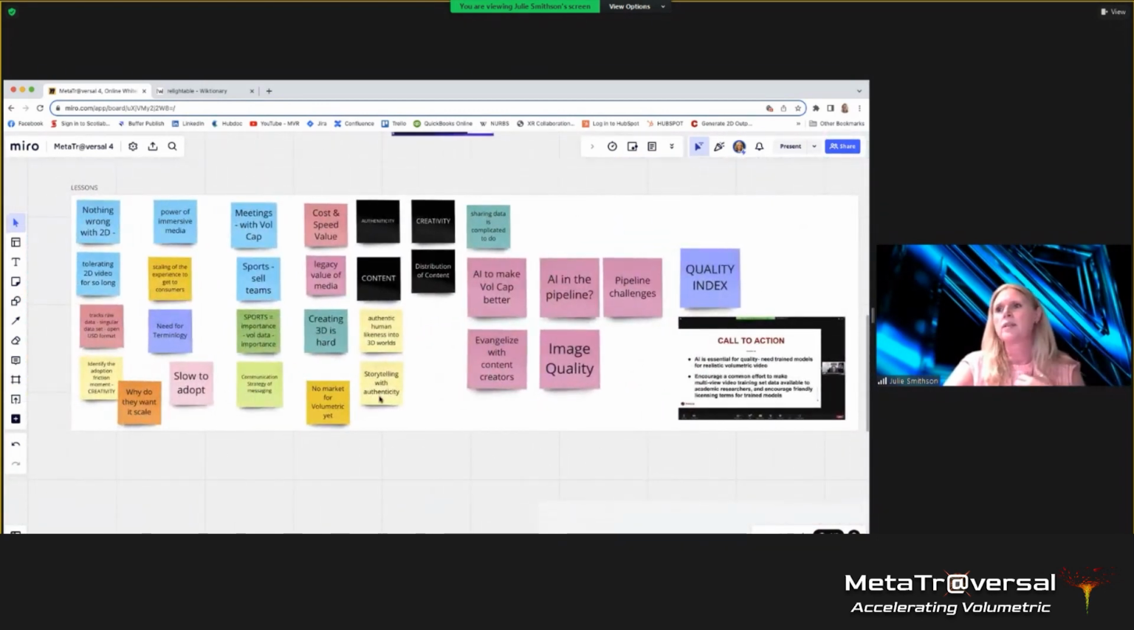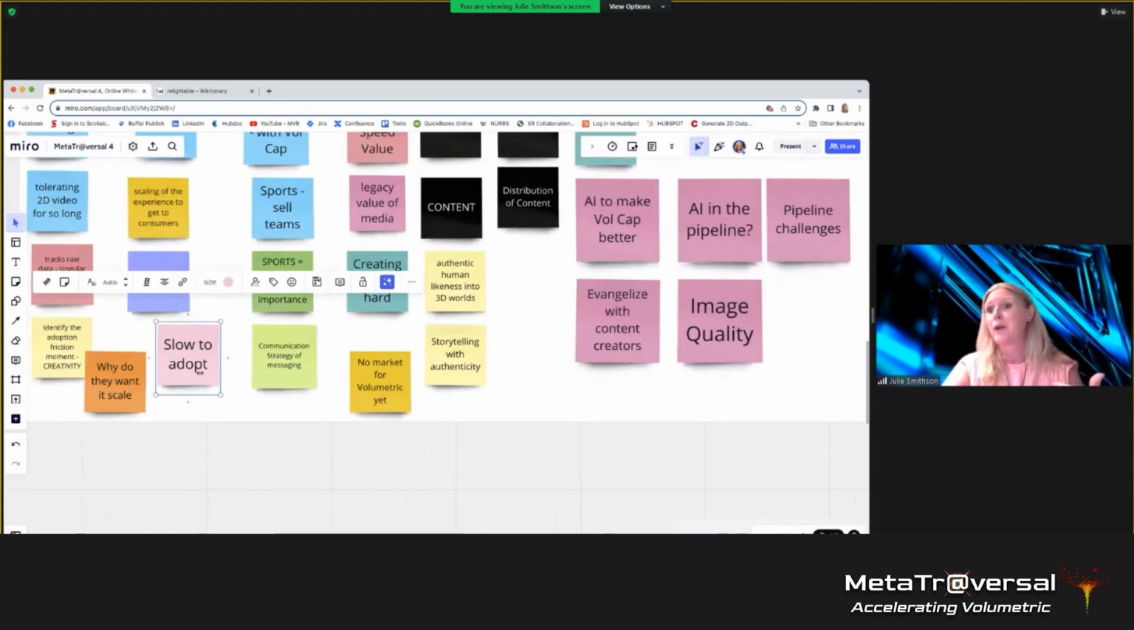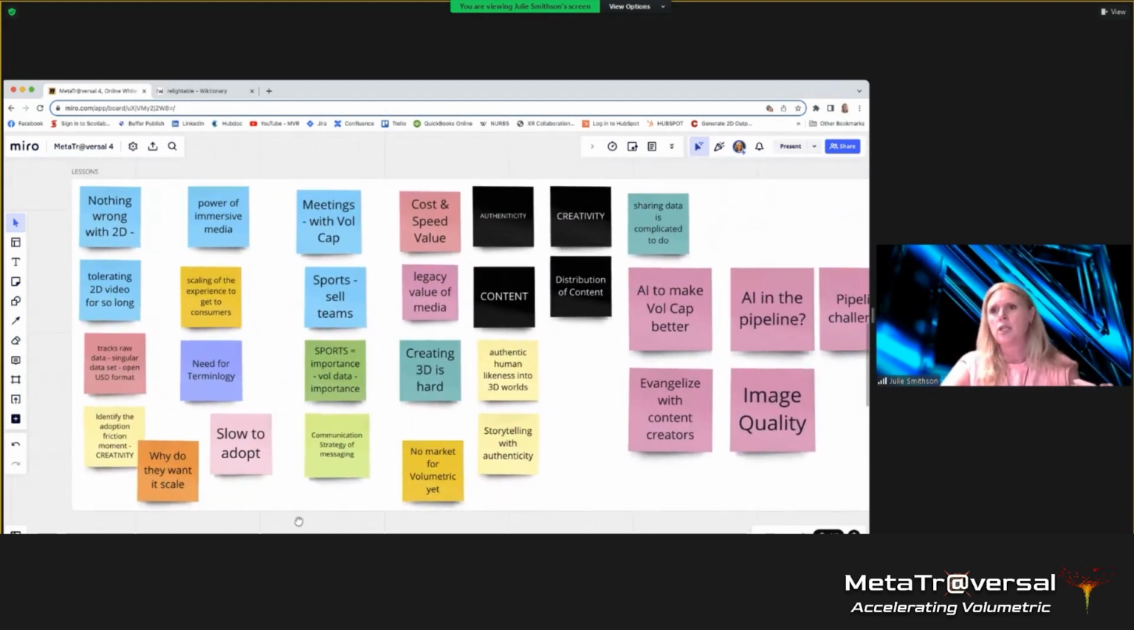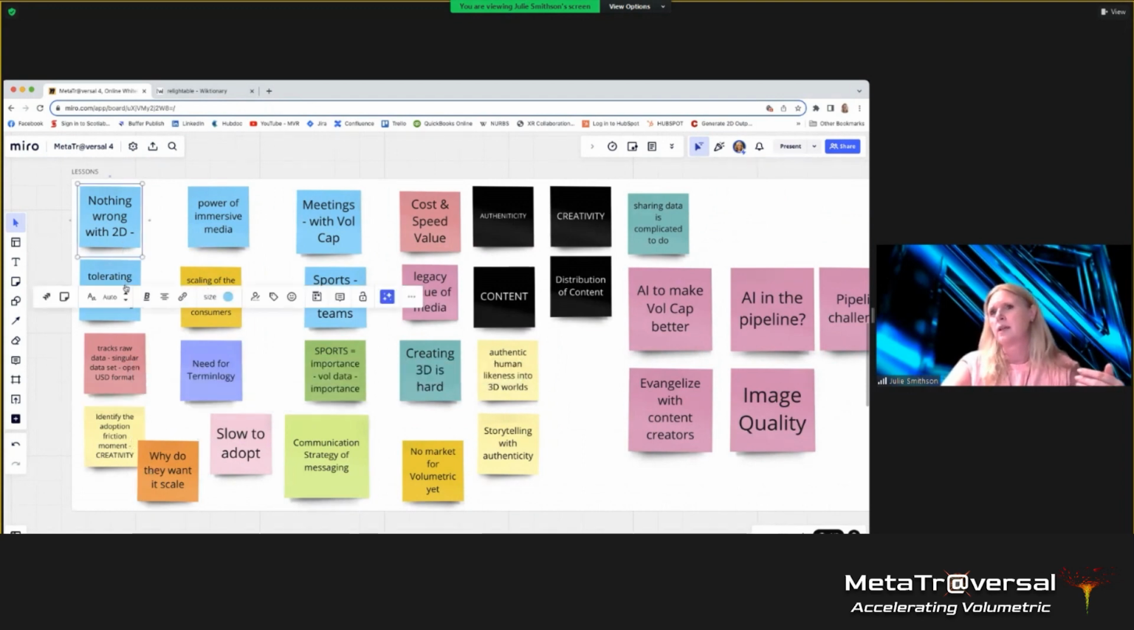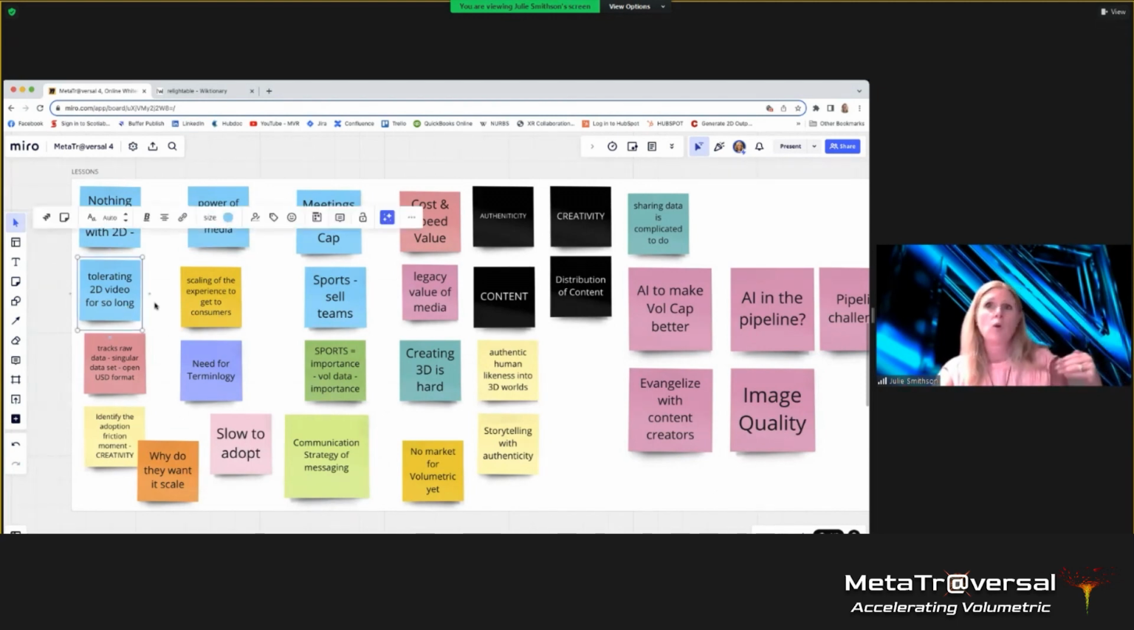And one of the things that was said was about the next generation not seeing the importance of volumetric capture. And I think that's a huge hit on what everybody's saying about the slowness to adoption. So, relating back to education, we need to come up with more of a communication strategy for the messaging, figuring out why it is important. There were a couple of conversations saying there's nothing wrong with 2D, and yet we've tolerated 2D for so long. So we need to get this next generation to realize the importance of volumetric capture and why it means something in order to pick up this adoption. And that kind of told the whole story all the way through.